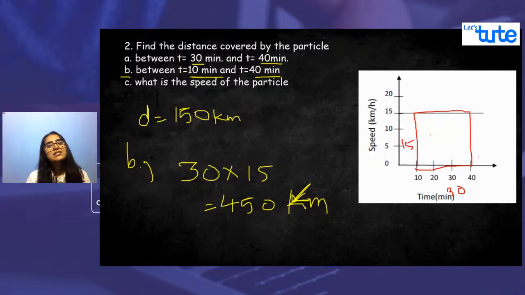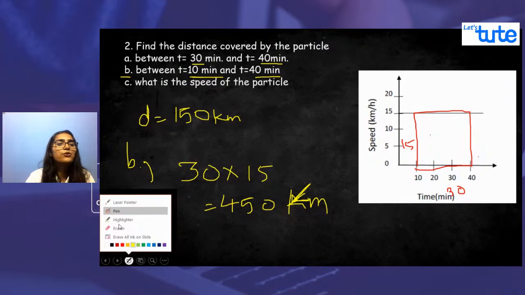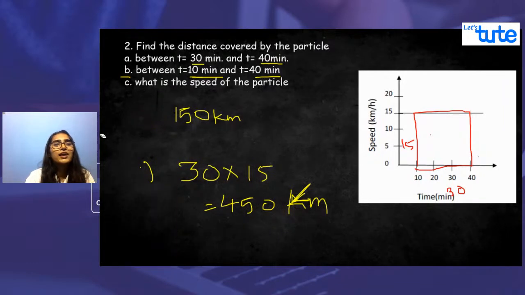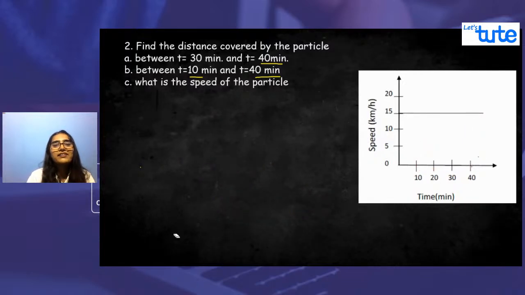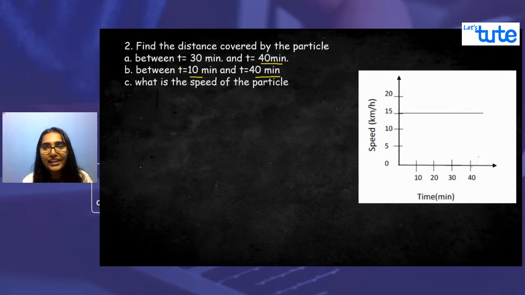Okay, now last, what is the speed of the particle? Now this is the easiest question if you know how to read a graph. If you know how to read a graph, this is like the easiest question. What is the speed of the particle? Yes, very good, guys. Very good, Deepak. Very good, Mohan. Very good, teens. You are absolutely correct. The answer is 450.